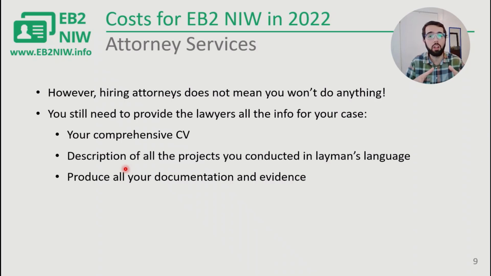And when you are talking with the lawyers, you have to write in a language they can understand. They are not technical people, so you really need to spend time digesting the way you explain things so they can fully understand, so they can then go and write the best case. And you have to produce all the documentation and evidence for supporting your case. So there's a lot of work, a lot of hours that you will have to put in anyway.